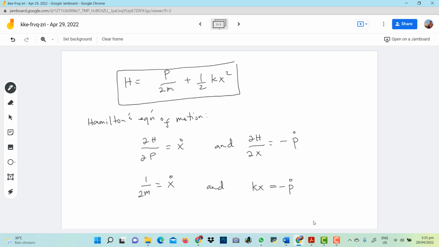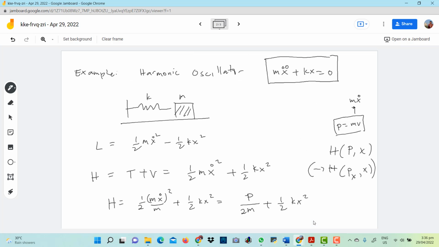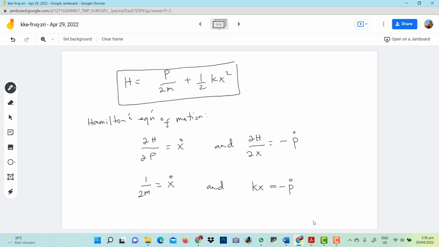So I have minus p dot is equal to kx. And no, sorry, this is not only a p, this is p squared. Mx dot quantity squared is equal to p squared. So this is actually not p over 2m, but p squared over 2m.